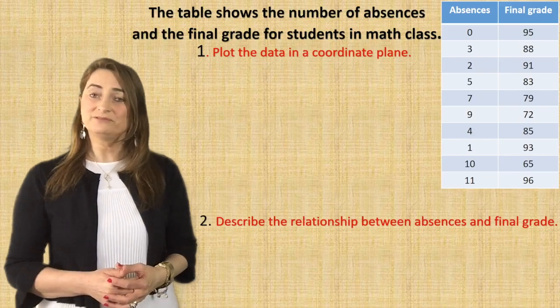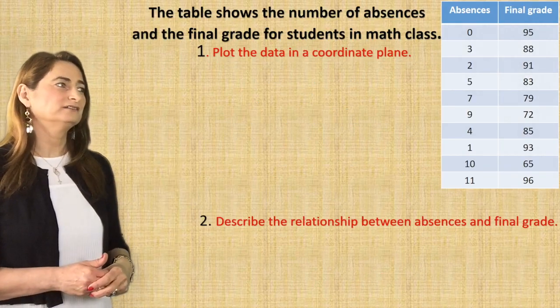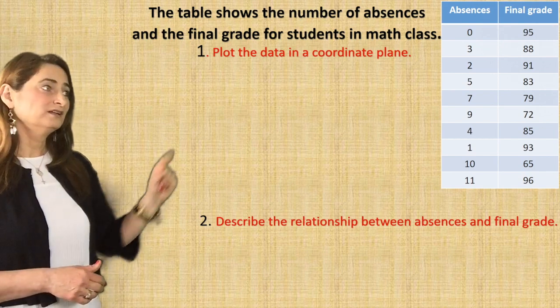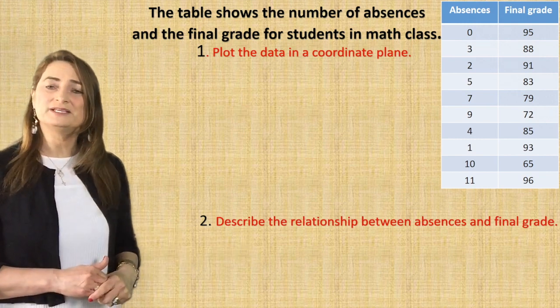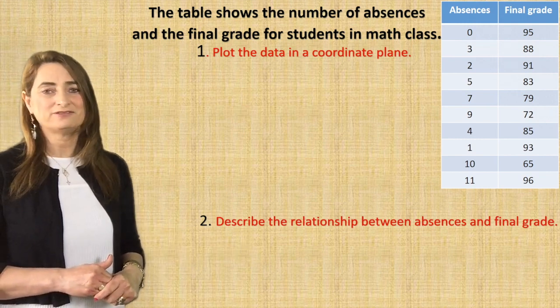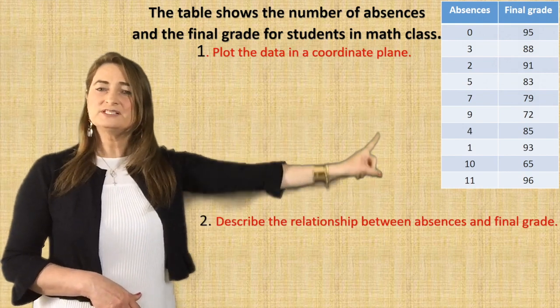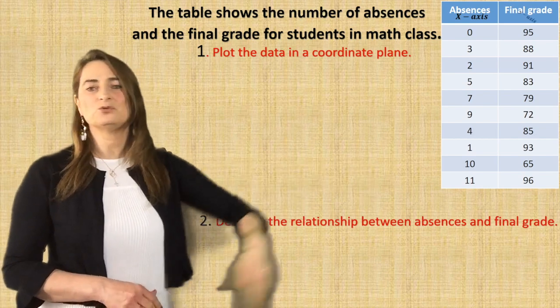Here's the first example for today's lesson. The table shows the number of absences and the final grade for students in math class. Two questions to answer. Plot the data in a coordinate plane and describe the relationship between the absences and your math final grade. Since they gave us a table, the first column always represents the x value and the second column is the y value.